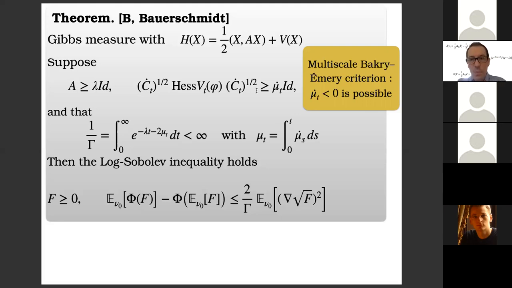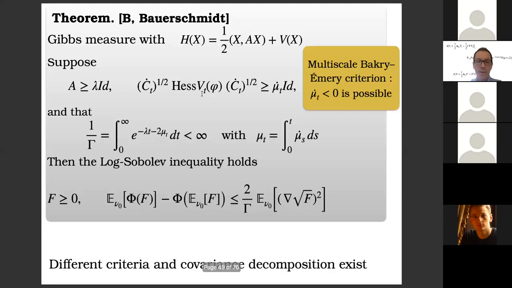So the criterion, in a sense, is more complicated because we have to analyze the Hessian of Vt along the flow of the renormalization group. But the hope is that it's more efficient and it would apply in more general cases. So in fact, this is just one criterion. There are many possible criteria which can be obtained in the proof. And actually, they also depend on the way one decomposes the covariance associated with A. But at least this is a concrete example.